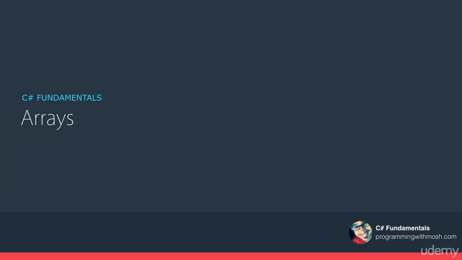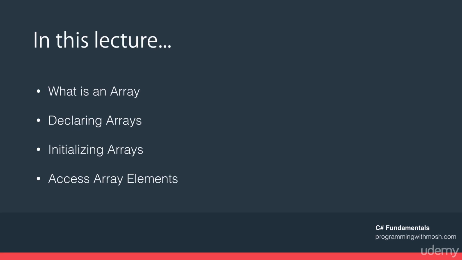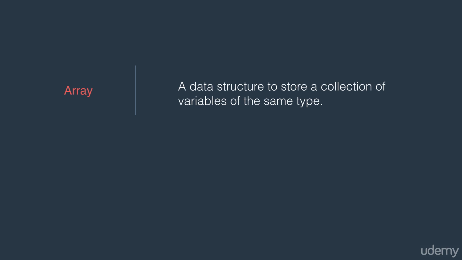Another non-primitive type we have in C# is array. In this lecture, I'm going to give you a brief introduction of arrays to get you started. Later in this course, we have a separate section about arrays, and there I will cover more details. So what I'm covering in this lecture is what is an array, how to declare and initialize arrays, and how to access array elements.